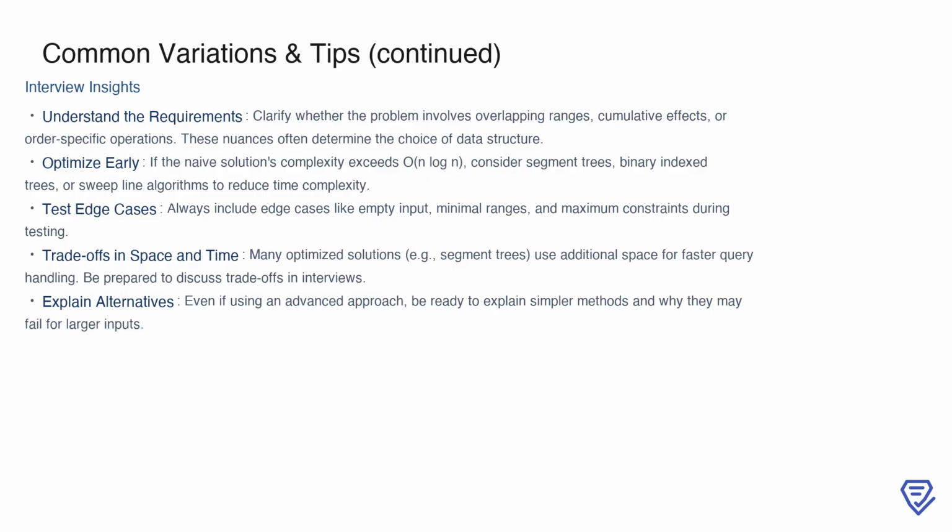To excel in interviews, it's essential to fully understand the requirements of problems like this one. Determine whether overlapping ranges, cumulative effects, or order-specific operations are key factors, as these nuances often dictate the choice of data structures. For example, if the naive solution exceeds n log n in complexity, consider more efficient options like segment trees, binary index trees, or sweepline algorithms. Testing edge cases is another vital step. Ensure you include scenarios like empty input, minimal ranges, and maximum constraints during validation.